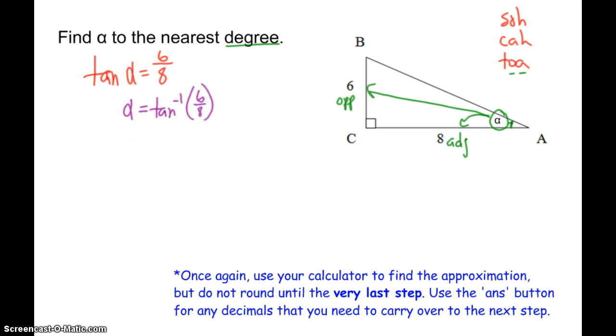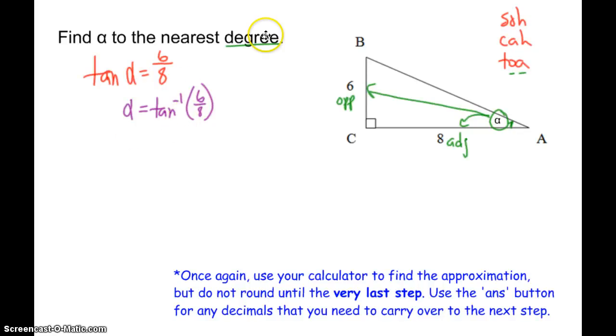So I'm going to take my calculator. If the inverse buttons are above those buttons, you're going to have to use your second key. So second tangent gives me that tangent with the little -1. And I can put this fraction in my calculator, 6 divided by 8, because remember, it's in the parentheses there. That's one of the reasons your calculator gives you those parentheses. So then close the parentheses and hit enter.